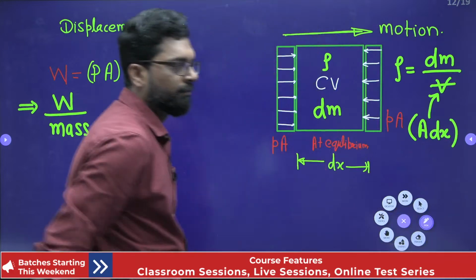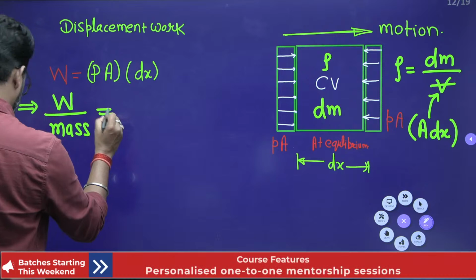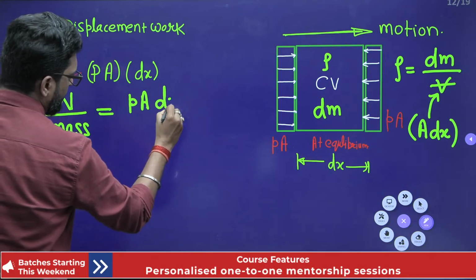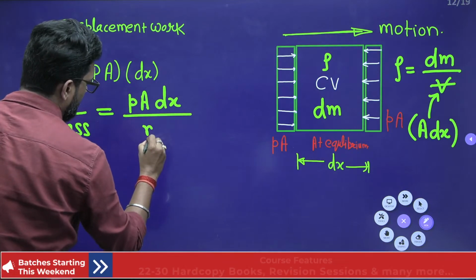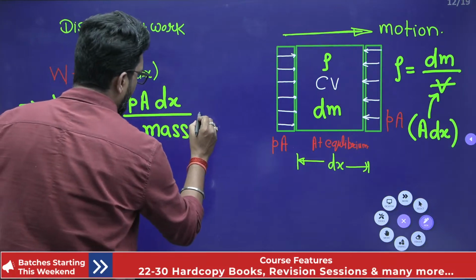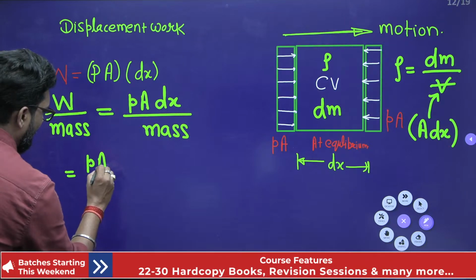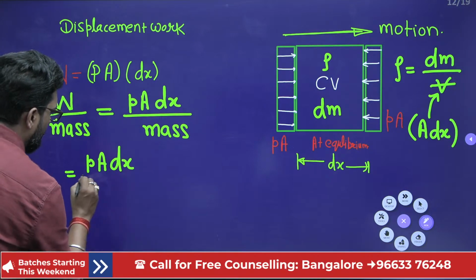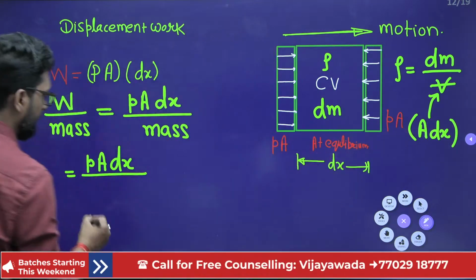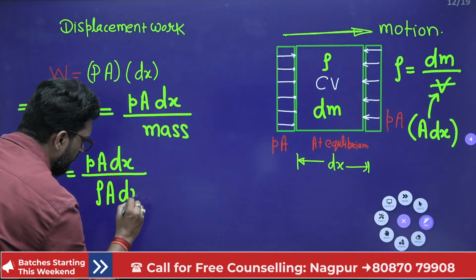This is our volume. Okay, so this is a mass. So you divide P into A into dx by mass. Okay, mass. And now this P A dx, and what is the mass? We know that mass is density, area into dx.